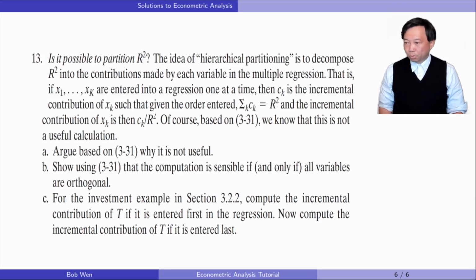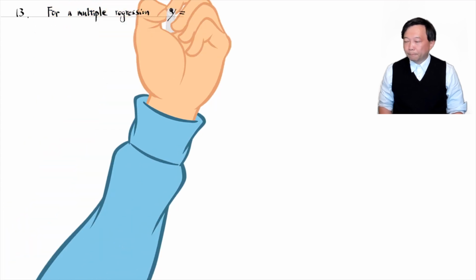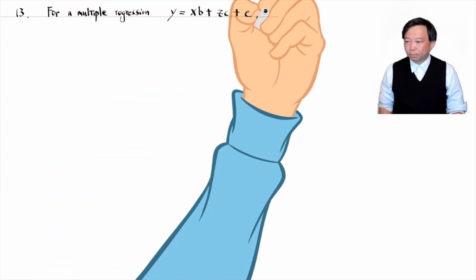Let's go to the last question. It's about whether the increase in the r-squared in a multiple regression when an additional variable is added to the model equals the r-squared in a simple regression with that variable as the only explanatory variable. We can write down the estimation model with two explanatory variables, x and z. Suppose z is the variable entering the model after x.